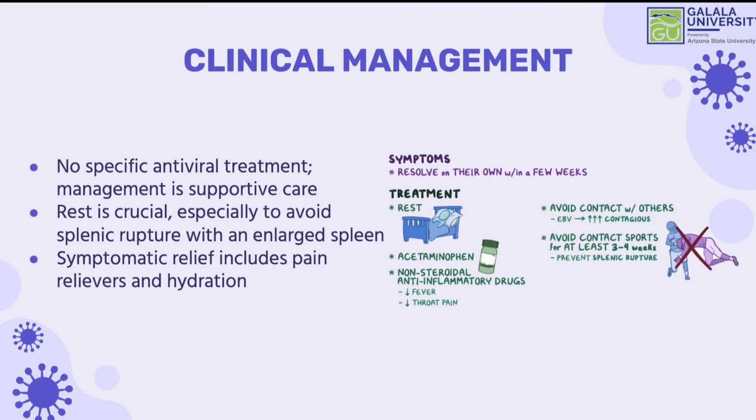There is no specific antiviral treatment for infectious mononucleosis caused by Epstein-Barr virus. Clinical management focuses on supportive care and symptom relief. Rest is essential, and strenuous activities should be avoided, especially when an enlarged spleen is present, to prevent the risk of splenic rupture. Symptomatic treatment includes pain relievers such as acetaminophen, and hydration. In some cases, corticosteroids may be considered for severe symptoms.